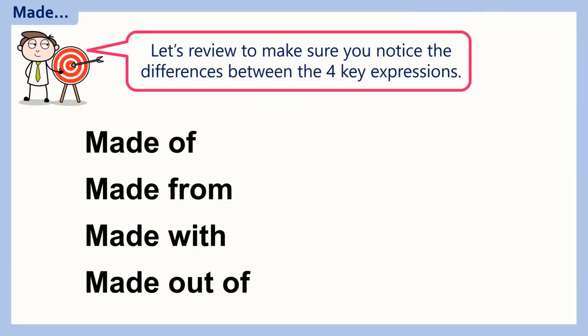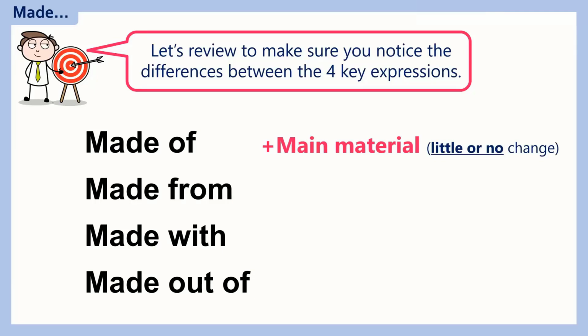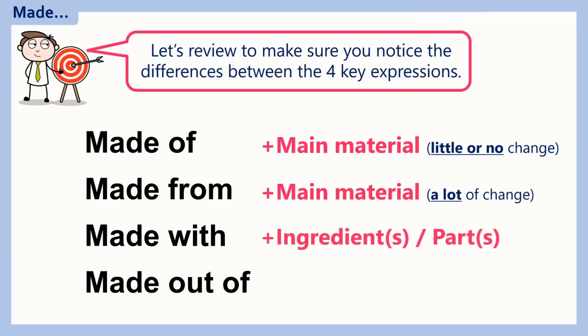Now let's review to make sure you notice the differences between the four key expressions. Made of is the main material and there's little or no change. You can see the main material. Made from, same thing but there's a lot of change. So you cannot see the main material anymore. Made with is an ingredient or ingredients or part of the whole thing. Made out of, main material plus creativity.